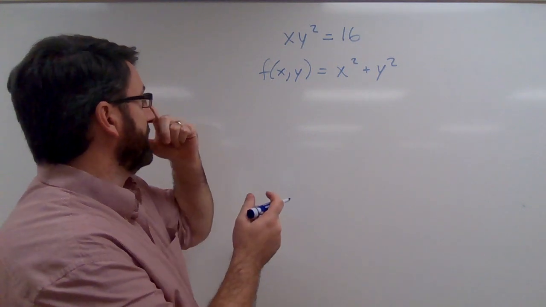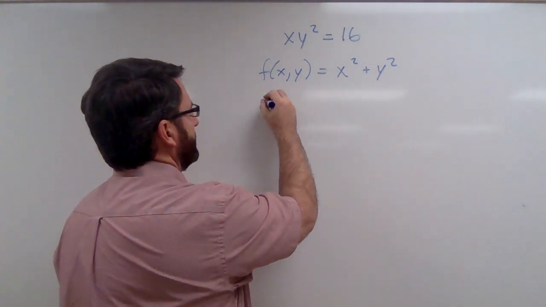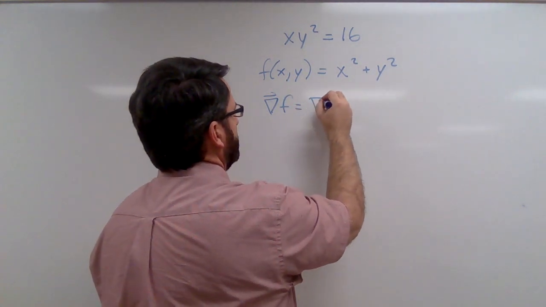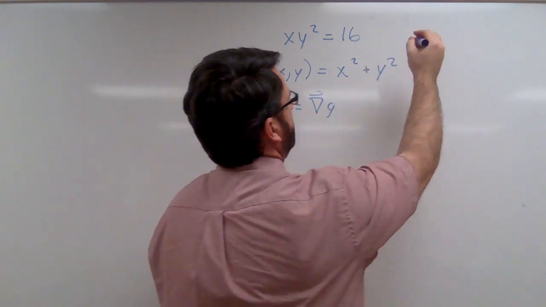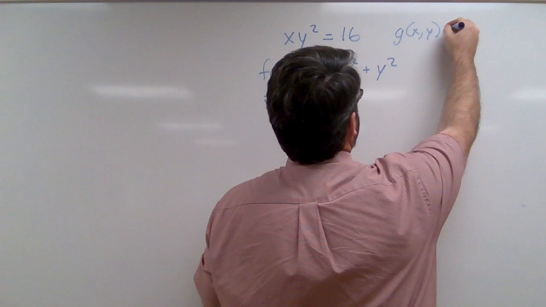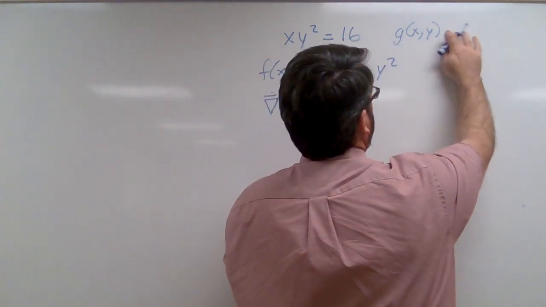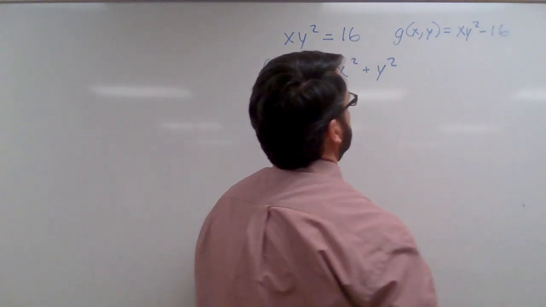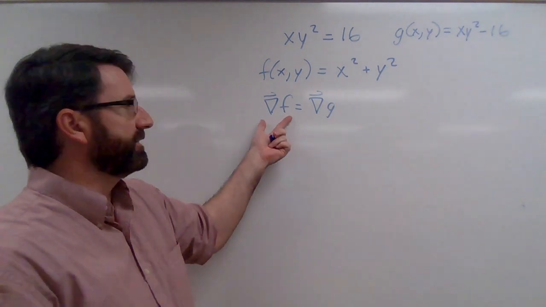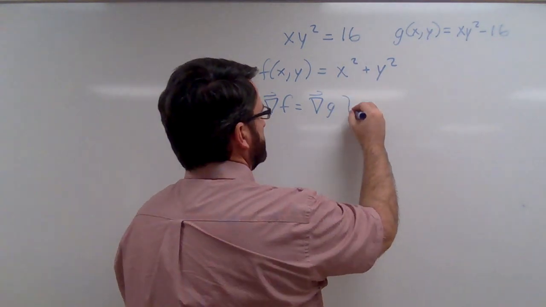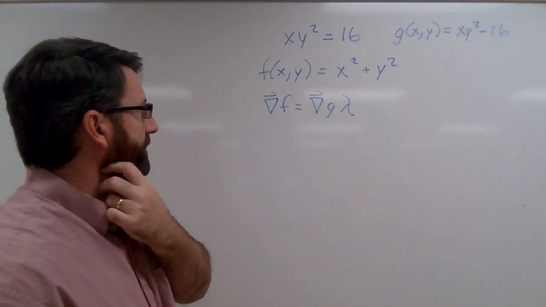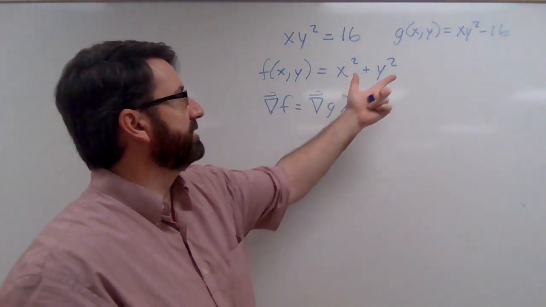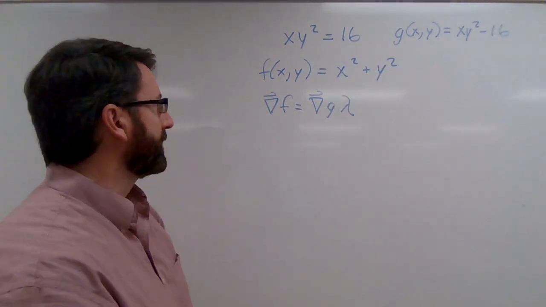All right, and we can use Lagrange multipliers, which says that the gradient of f has got to be equal to the gradient of g, and we're going to define g of x, y to be xy squared minus 16, set equal to 0. So gradient of f is equal to the gradient of g times some constant lambda. All right, and also g of x, y has got to be equal to 0.